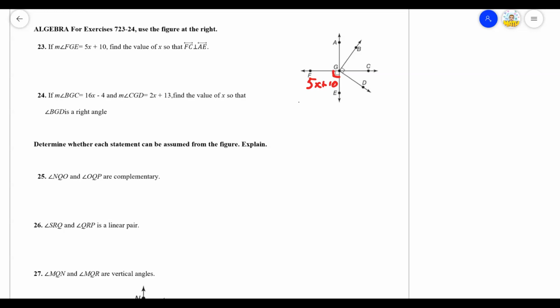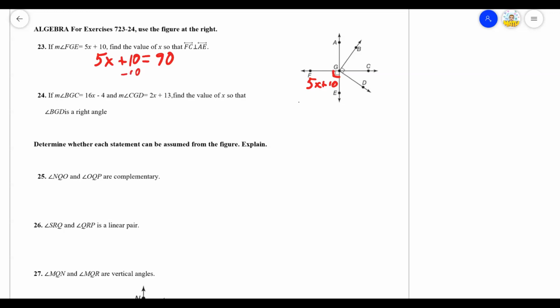So what's our equation going to be? Answer that in the Edpuzzle. So hopefully we said that 5x plus 10 equals 90. That would be our equation. All right. Next step, solve for x. That's all we have to do here, is solve for the value of x. Go ahead and do that in the Edpuzzle.